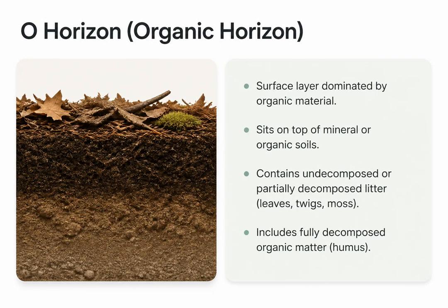At the very top is the O horizon, where O stands for organic. This layer is dominated by organic material rather than minerals. It consists of surface litter, undecomposed or partially decomposed things like leaves, pine needles, twigs, and moss. It also contains fully decomposed organic matter, which we just learned is called humus.